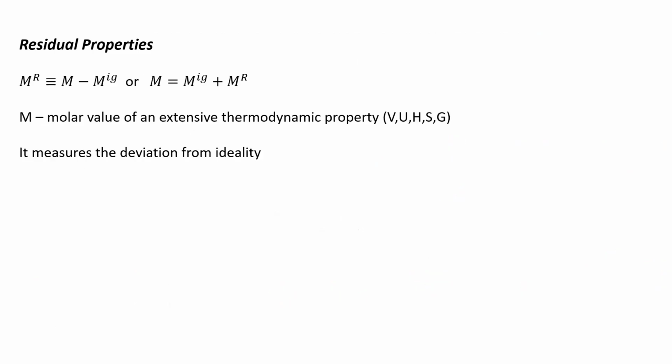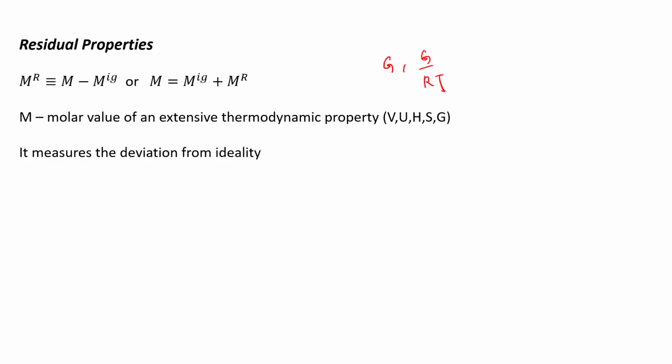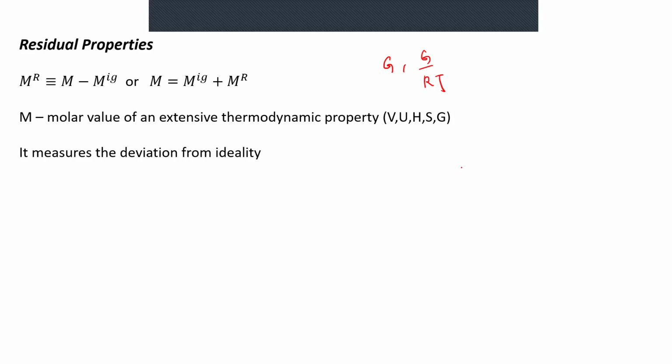But the thing is, G or G by RT are not measurable through any experiments. So we don't know what ∂(G/RT)/∂P with respect to pressure, or with respect to temperature, is. We don't know. So we are defining a new thing, which is the residual property, defined as M minus M^IG. This tells us the deviation from ideality.